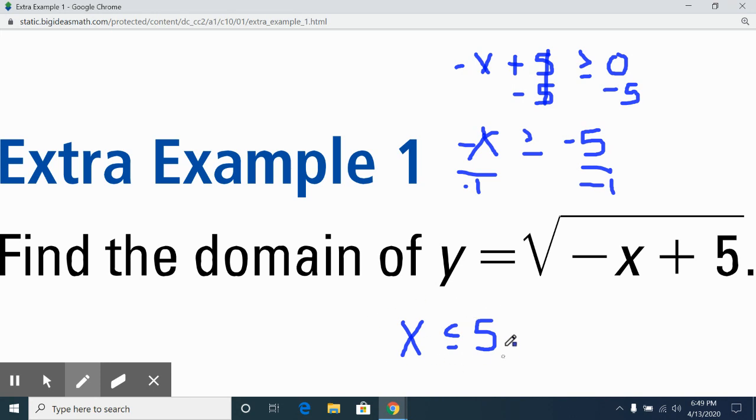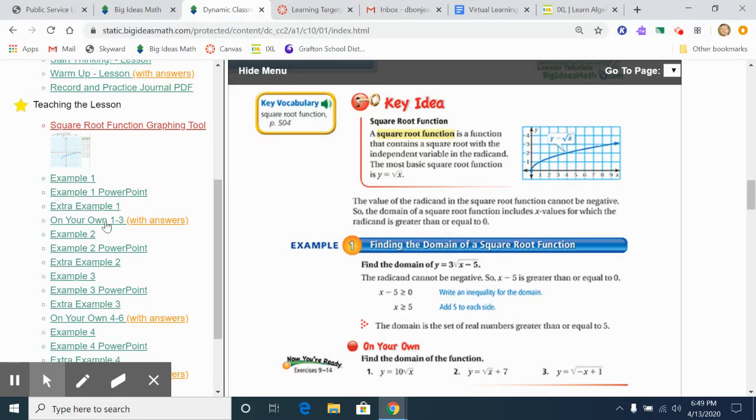This is our domain. x is any number that is less than or equal to 5. So let's just recall, when we use inequalities and divide by negatives, we still have to flip that inequality symbol. Let's see if you guys can try this quick.